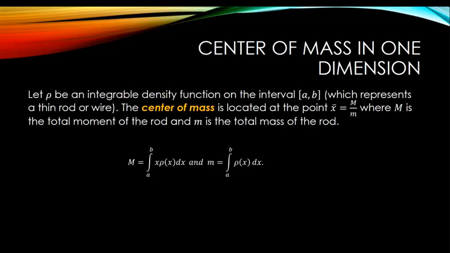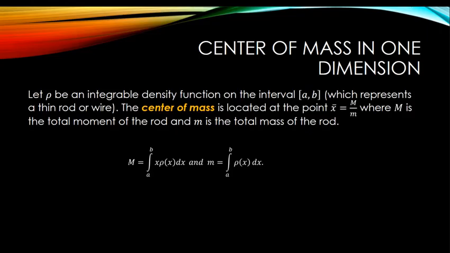So now we want to formalize the idea of center of mass in one dimension. If we let rho be an integrable density function on the closed interval from a to b, which represents a thin rod or wire, the center of mass will be located at the point x bar, which is equal to capital M over little m, where capital M gives me the total moment of the rod and little m is the total mass of the rod.